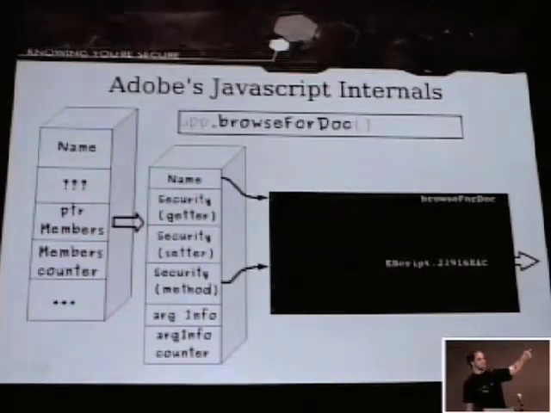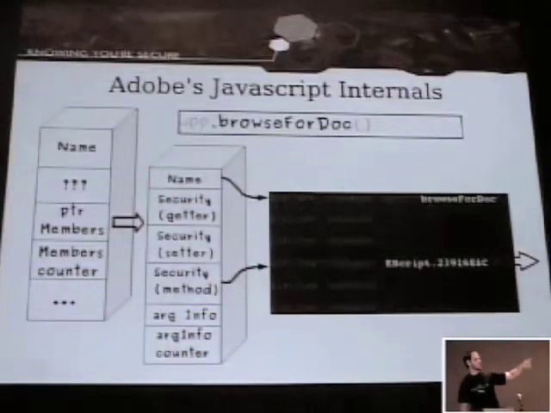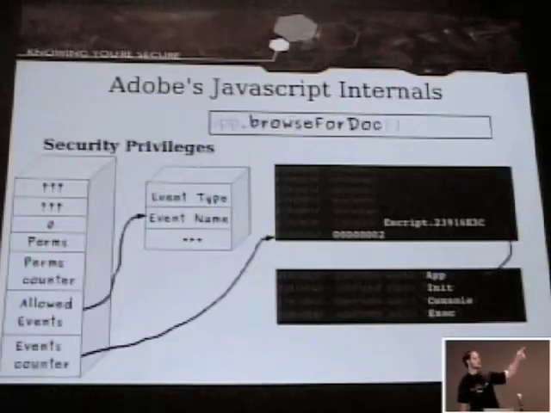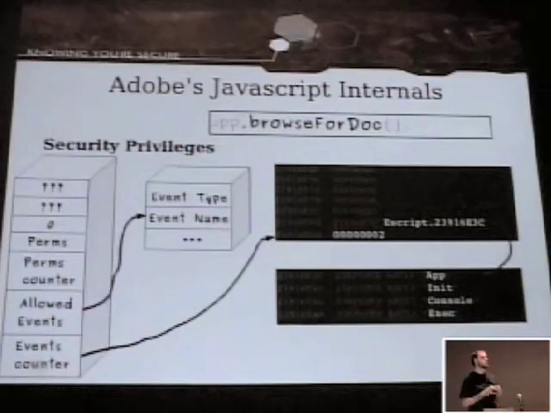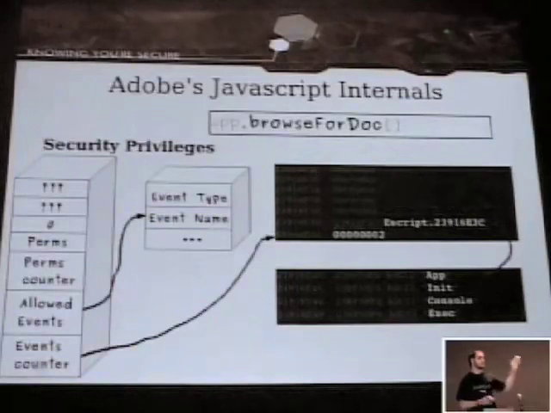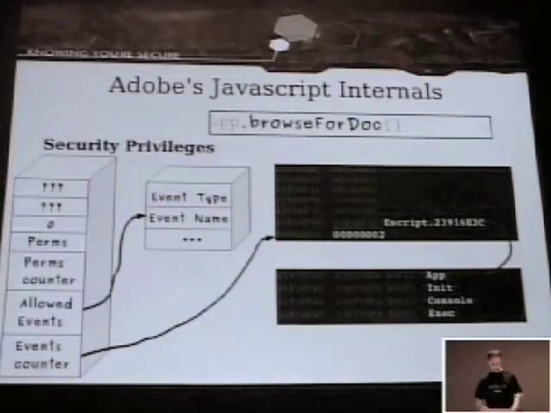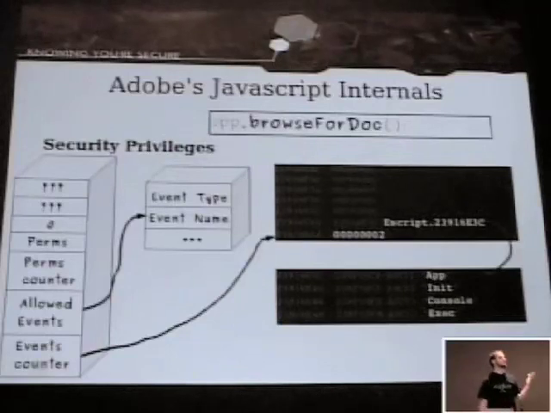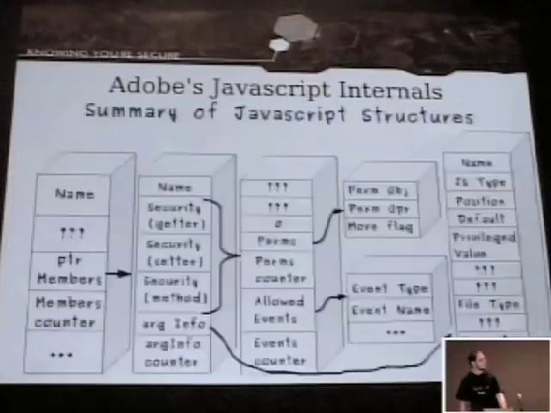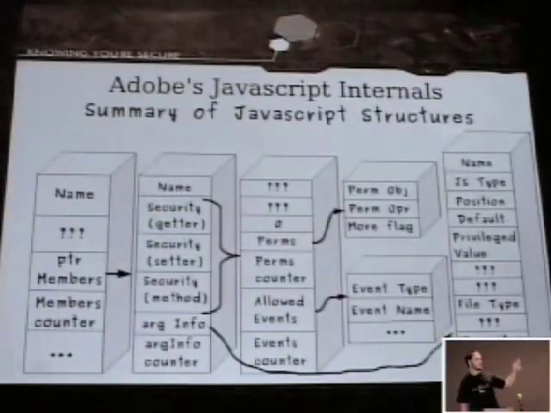You have the pointer to the method name, and a pointer to a security structure that we see now. This security privileges structure sets the allowed method events, where you can execute this method. In this case, the browseForDoc method, you can execute it only in the application initialization and console execution events. So if you try to execute this restricted method inside, I don't know, a document open event, it's not going to work. This is just a summary I put here in case you want to try something someday.